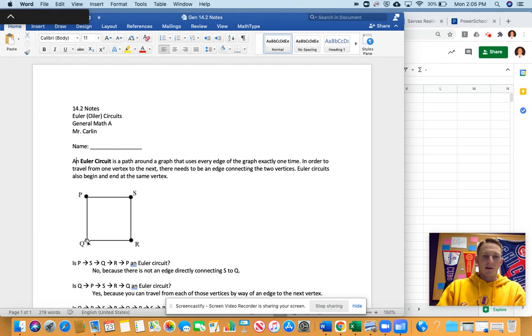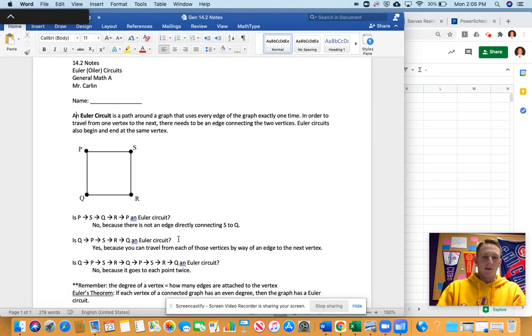So let's say we start down here in the bottom left at Q. We go up using an edge exactly one time. We get to a dot or a vertex, and then we use another edge to get to a vertex, and then we use another edge to get to a vertex, and we use another edge to get right back to where we started. So a couple of questions to ask ourselves. Did we go all the way around and start and finish in the same spot? Yep. Did we use every edge exactly one time? Yep. So is it an Euler circuit? You betcha.